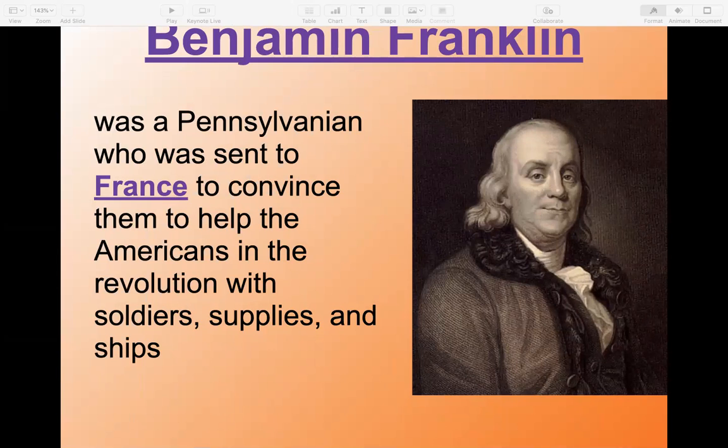Benjamin Franklin was from Pennsylvania, and he was sent to France to ask for their help in the revolution with soldiers, supplies, and ships.